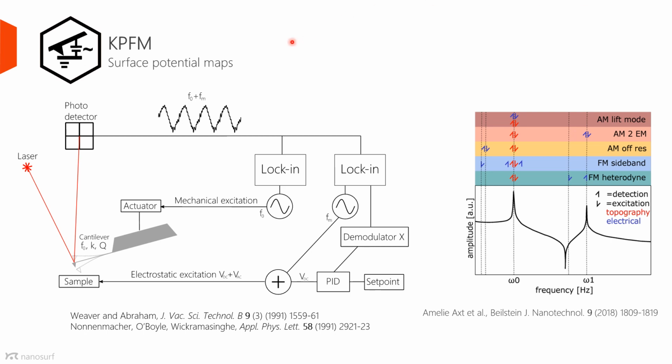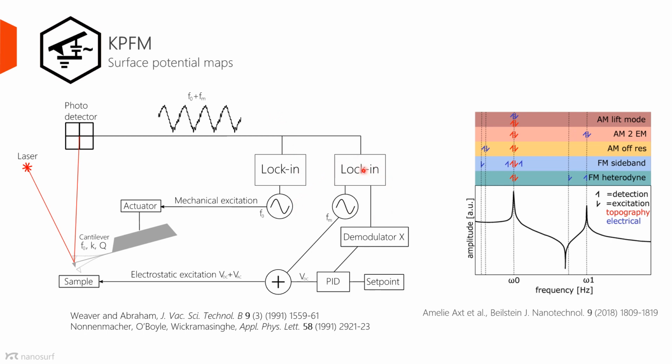Most basic setup for KPFM involves two feedback loops with two lock-ins. The first feedback loop is for the mechanical excitation and tracking of the surface. So you are typically using the resonance frequency of your cantilever, and this is used to control the actuator that lifts and lowers the probe to track the surface. Of course, it uses the laser for reading out the signal.